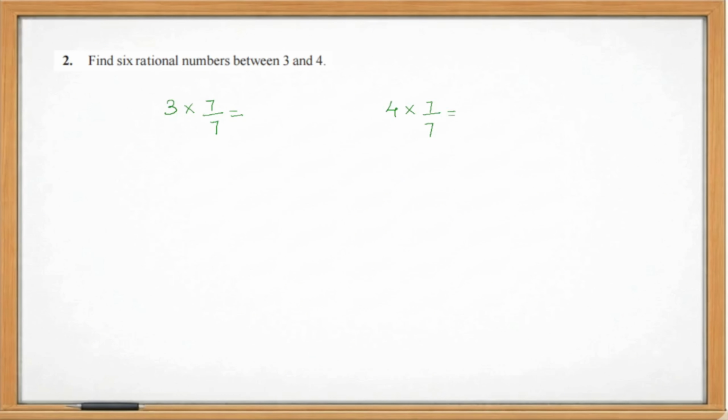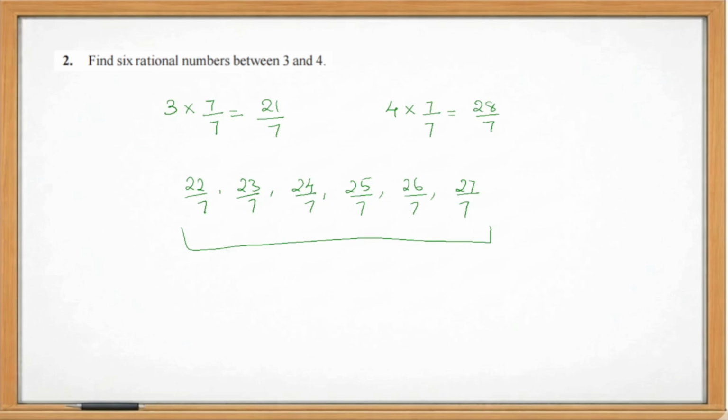So 3 into 7 is how much? 21 by 7, and 4 into 7 is equal to 28 by 7. And we have to write 6 rational numbers between 21 by 7 and 28 by 7, which is 22 by 7, 23 by 7, 24 by 7, 25 by 7, 26 by 7, and 27 by 7. So these are the 6 rational numbers between 3 and 4. I hope you understood. Now let us go to the next question.